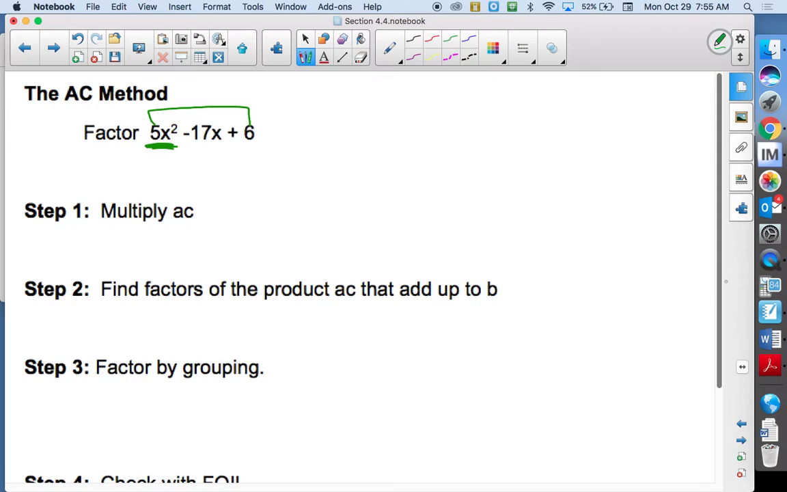Now because there's a value sitting in front, that value affects the factors. All the other problems that we've done so far just had a 1 in front. That's why we didn't really worry about that number. 1 times anything is still the number itself. So we're going to multiply a times c. In this case, a times c is a positive 30.